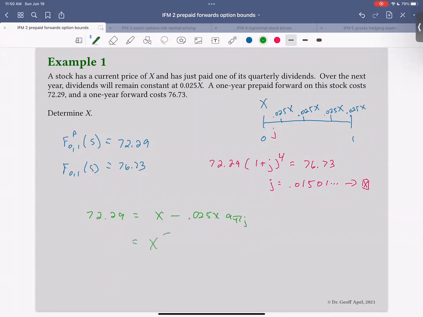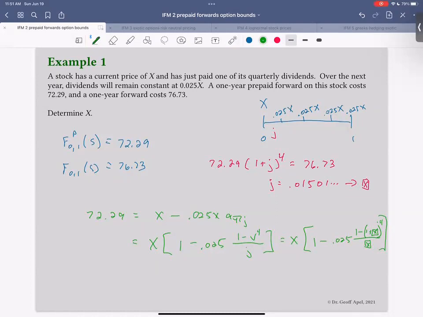So I've got X times 1 minus 0.025 times 1 minus v to the 4 over J. And for the J, that's really my X. So I'm going to say X times 1 minus 0.025 times 1 minus 1 plus X to the negative 4 over X with the box. And I'll be able to get the X in the problem a lot better here. So let me compute that out.